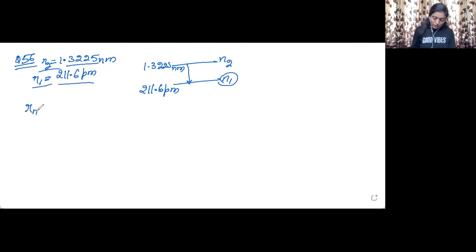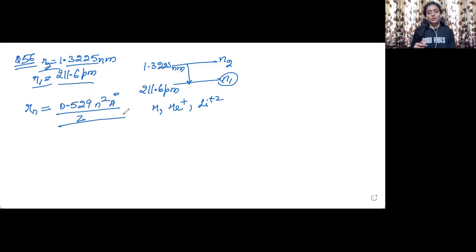So the value for Rn, that is the radius of nth energy level according to Bohr, is equal to 0.529 n square angstrom upon Z, where Z is the atomic number. Now in this very question, we have not been given which atom or ion we are talking about, whether it is hydrogen atom or He positive ion or Li2 positive ion, because this formula is applicable to hydrogen and hydrogen-like ions. So we have not been given that also.